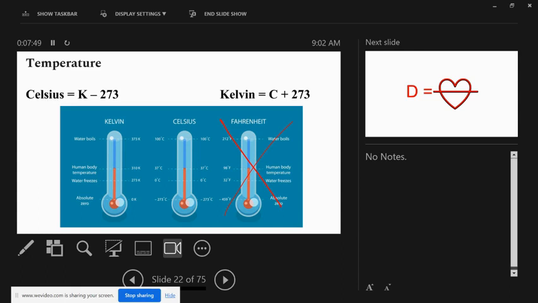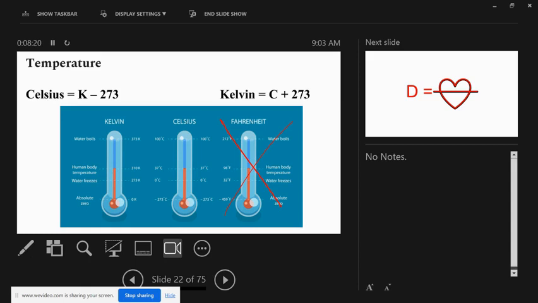Where water freezes, it is 273 Kelvin. And water boils at 373 Kelvin. If we look at that in terms of Celsius, absolute zero is negative 273. Water is going to freeze or melt at 0 degrees Celsius, and it's going to boil at 100 degrees. So you need to be able to convert between these two systems.